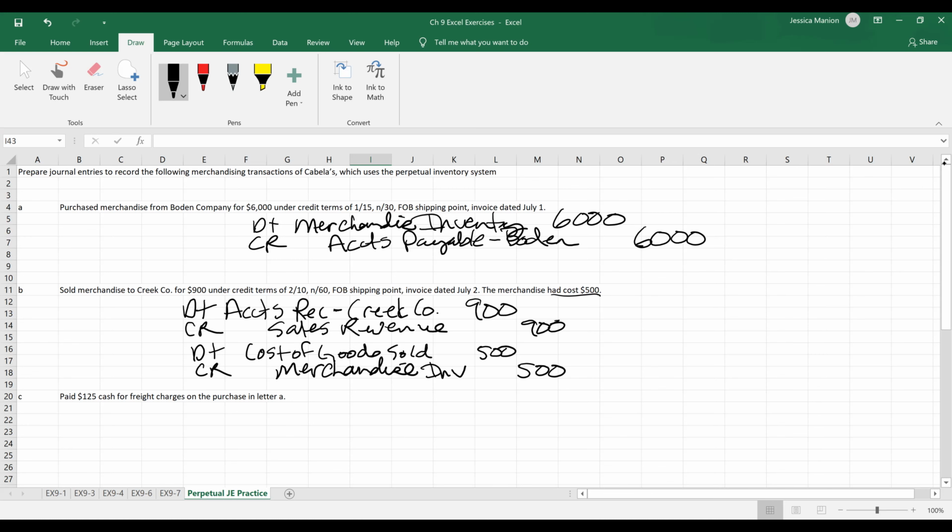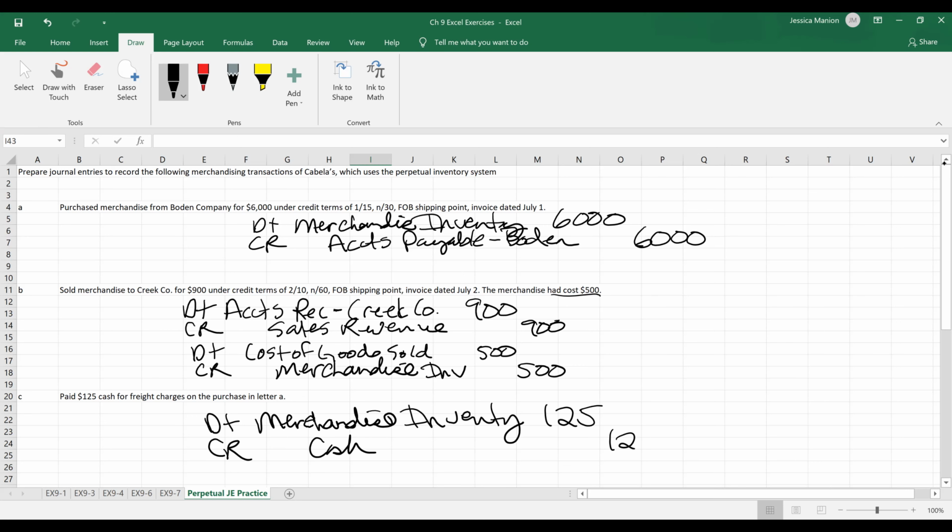The next one, letter C, paid $125 cash for freight charges on the purchase in letter A. So again, we don't have a freight in account with the perpetual inventory system. We just add those costs to the cost of merchandise inventory. So debit merchandise inventory, how much is it? 125. And we paid cash, so credit cash, 125.